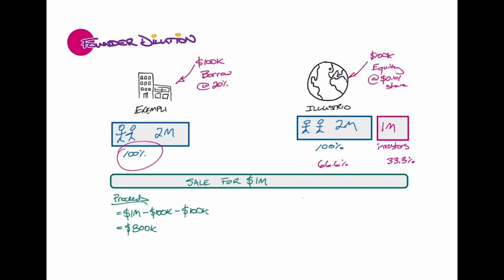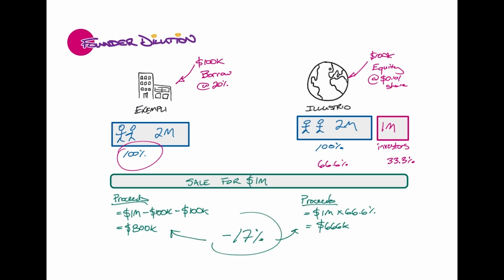In the case of Illustrio, there isn't any debt to repay. However, the founders only own 66.6% of the company, so the proceeds payable to the founders will only be $1 million times 66.6%, or $666,000. For context, that's 17% less than the founders of Exempli received. So founder dilution can have really profound economic consequences for the founders.